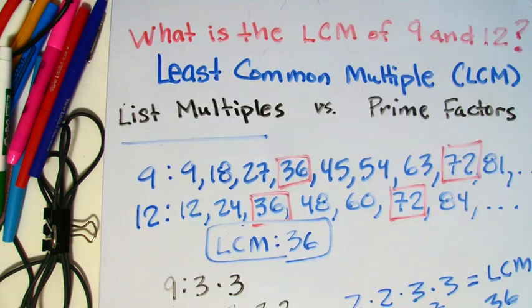So there are 2 ways that you can figure out lowest common multiple: listing or using the prime factors method.